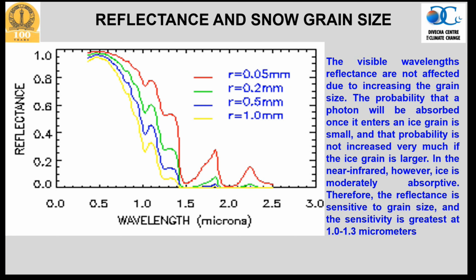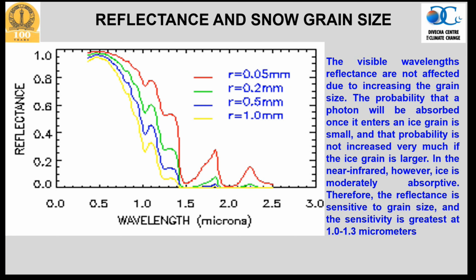So as we look into the grain size changes, from 0.05 to 0.2, 0.5 to 1 millimeter, this is the radius of the grain size, you can see that a certain part of the electromagnetic spectrum is not at all sensitive. If you look into the visible part of the electromagnetic spectrum, which is between 0.4, 0.5, 0.6, and up to 0.7, it is not very sensitive to the change in grain size.